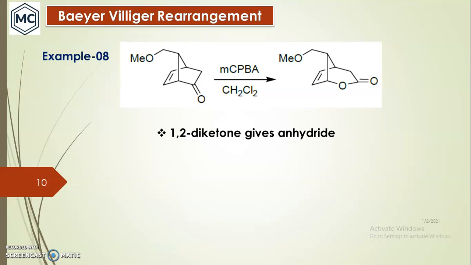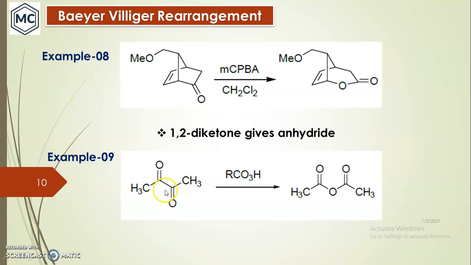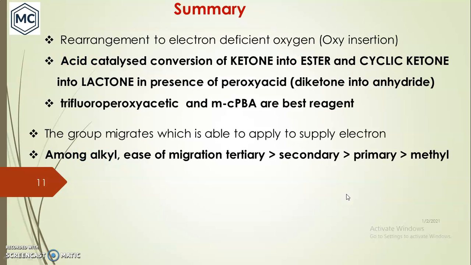And another example, a 1,2-diketone, in the presence of peroxy acid, gives an anhydride. For example, this is a 1,2-diketone. In the presence of acid, oxygen gets inserted here and forms an anhydride. And in summary, the Baeyer-Villiger reaction is a rearrangement to electron deficient oxygen, or an oxygen insertion reaction, and it is an acid catalyzed conversion of ketone into ester and cyclic ketone into lactone in the presence of peroxy acid, and in some cases diketone is converted into anhydride. And trifluoroperoxy acid and MCPBA are the best and commonly used reagents.